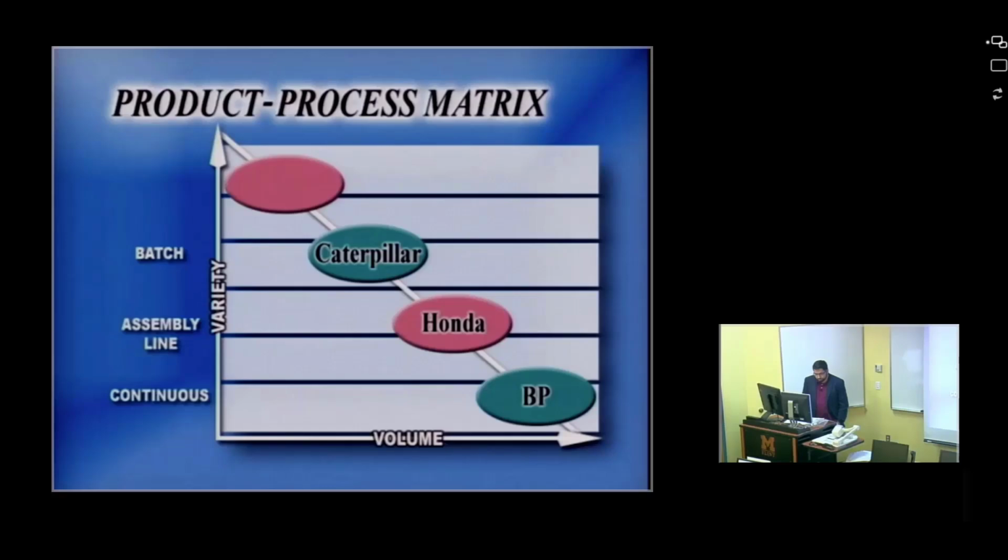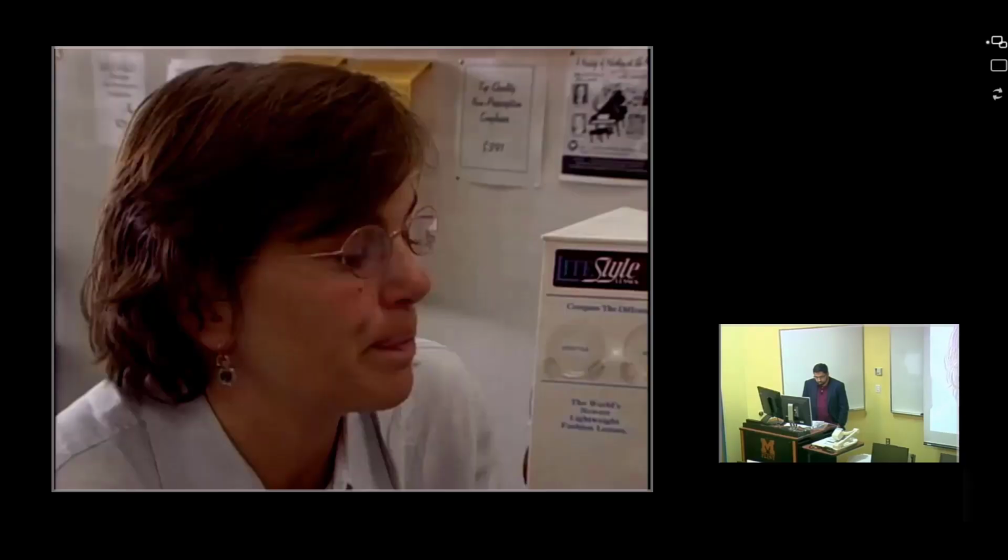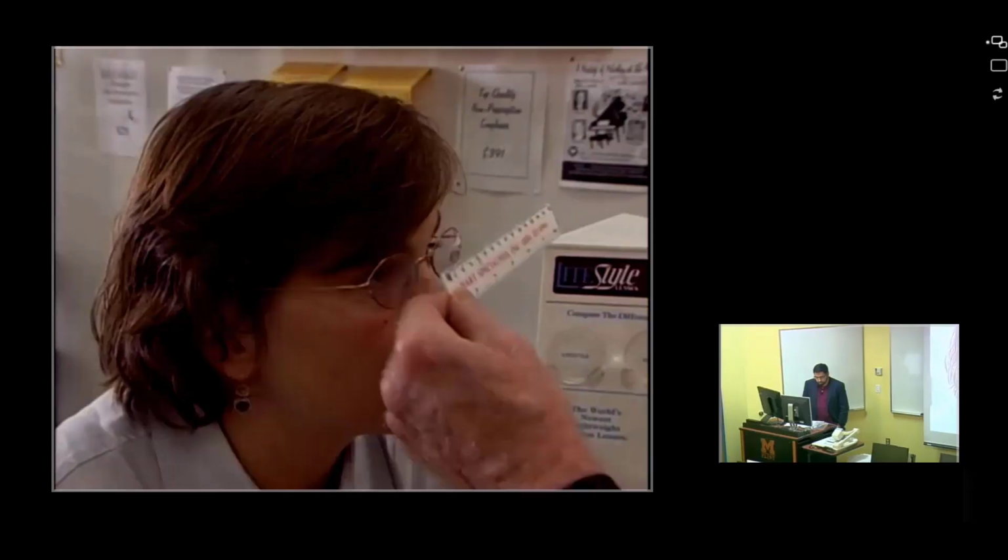When a highly specialized product is needed in a very low volume based on an individual customer order, the process which matches the product is often referred to as a job shop. Eyeglasses are made using such a job shop process. Each pair is made to suit a specific customer's vision and head shape, so each pair must be created individually.